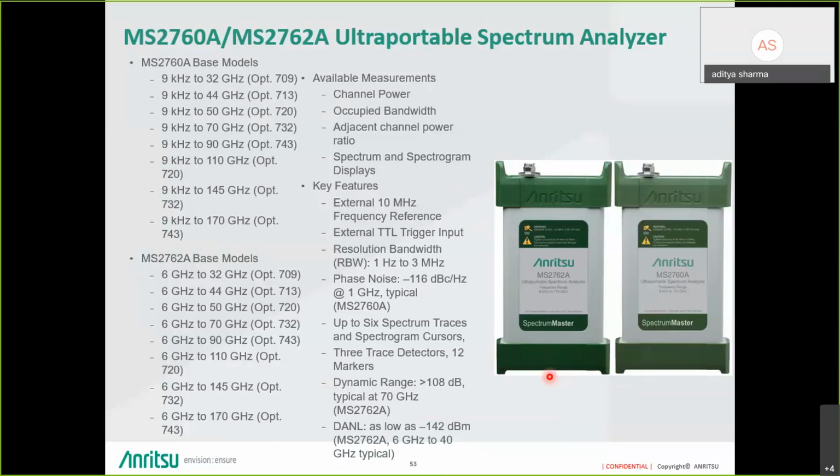Along with that, the resolution bandwidth starts from 1 hertz and goes to 3 megahertz. Phase noise is good. It's minus 116 dBc per hertz. You can have multiple traces in a single display. Detectors are there. 12 markers, and dynamic range is greater than 108 dB for 70 gigahertz for MS2762A. So if you see the spec, it's good.